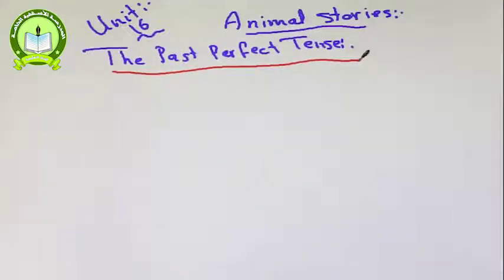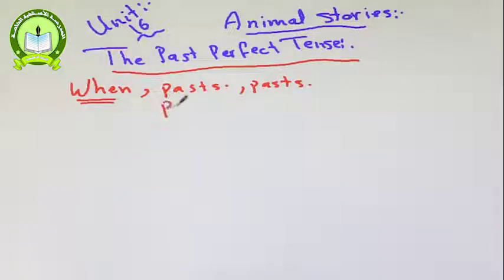Let's move to another connector. We know when. And I know that most of you say, why didn't we talk about when at first? Because when can be followed by either of the two tenses. When is followed by past simple, past simple, past simple, past perfect, and sometimes past perfect, past simple.